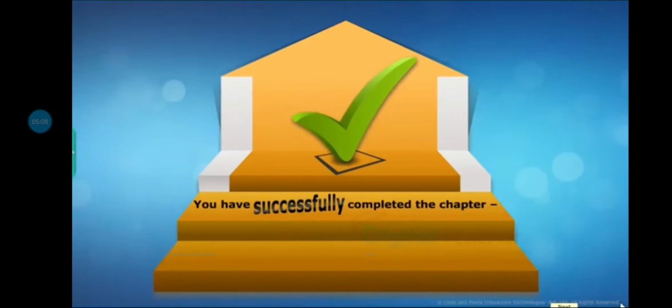Now we have successfully completed the chapter, that is motion.